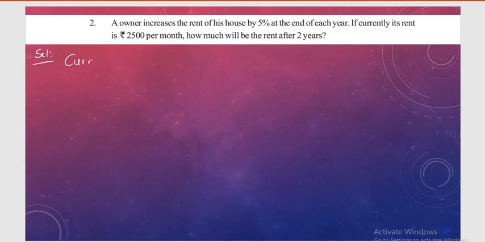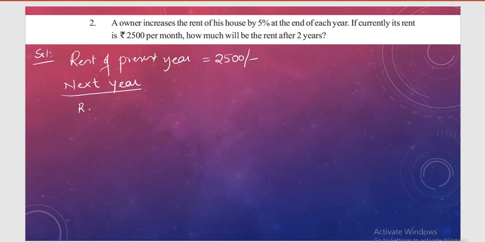What will we be considering? First we will be considering the rent of the present year. So what is the rent of the present year? It is nothing but 2500 rupees. When I talk about next year, what will the rent be? Rent is equal to, 5% will be increased, no? So for this rent 5% will be added, so plus 5% of 2500.